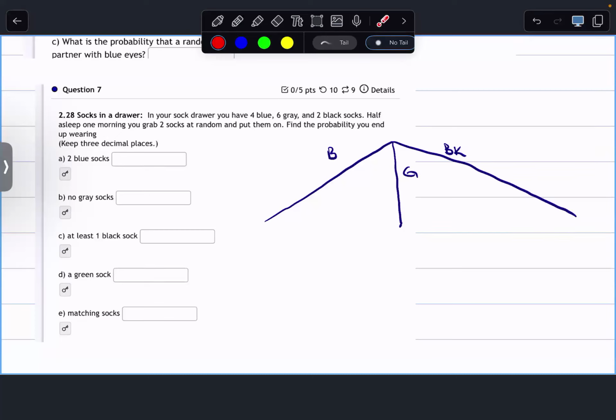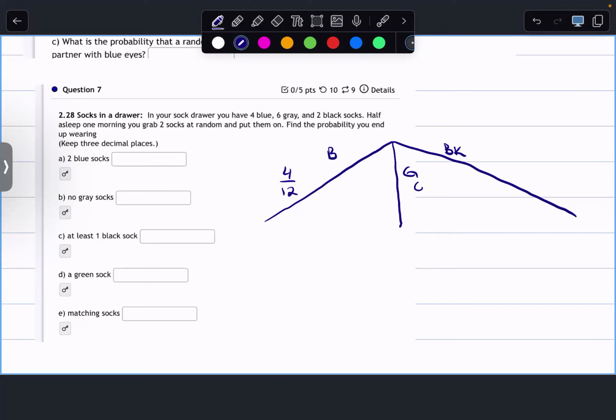I have how many socks in my drawer total? I have 4 plus 6 plus 2, so I have 12 socks. What's the probability that my first sock is blue? The probability is 4 out of 12. Right, I have 4 blue ones to choose from out of a total of 12. So the probability of drawing a blue sock is 4 out of 12.